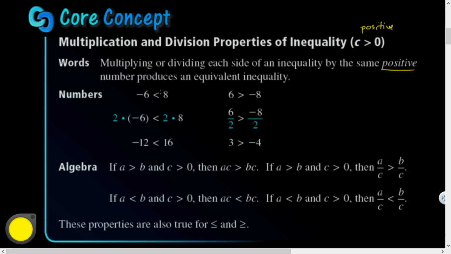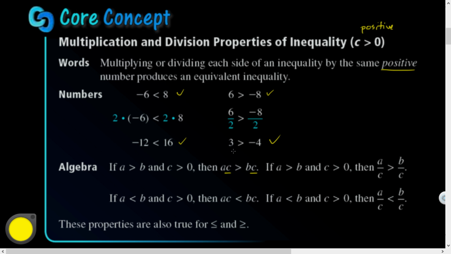If I have negative 6 is less than 8, true statement. Multiply both sides by 2. Is negative 12 less than 16? Yeah, still a true statement. How about this one? 6 is greater than negative 8. True statement. Divide both sides by 2. 6 divided by 2 is 3. Negative 8 divided by 2 is negative 4. Is 3 bigger than negative 4? Still a true statement. Therefore, if you have an inequality and you multiply both sides by C, then the inequality stays the same. That's the idea.